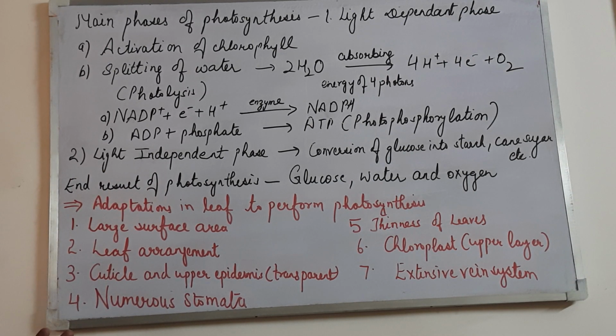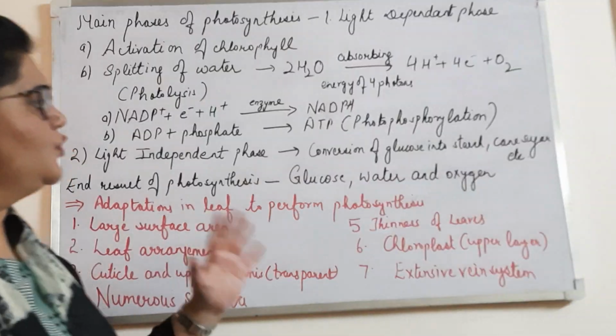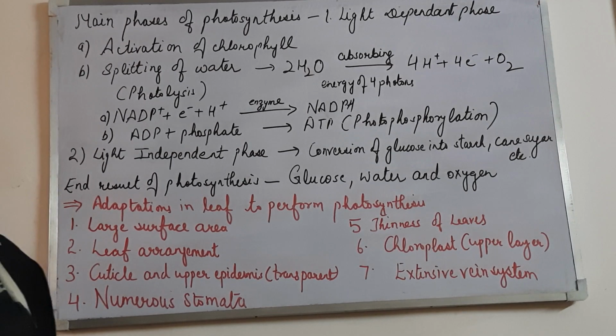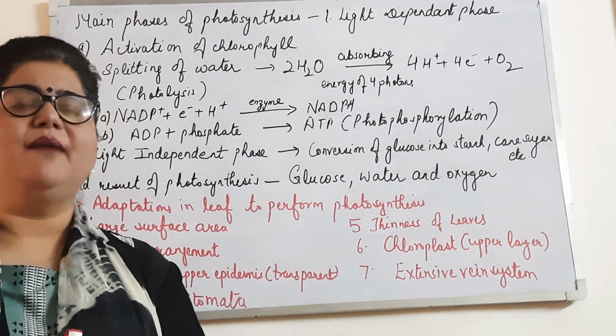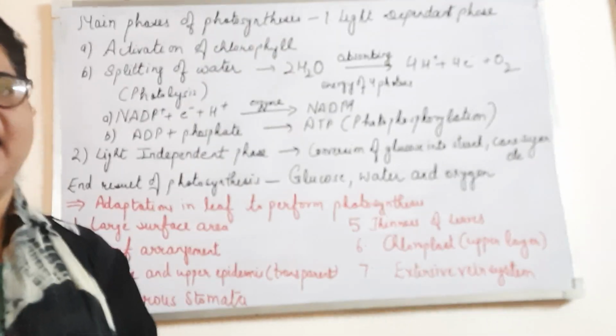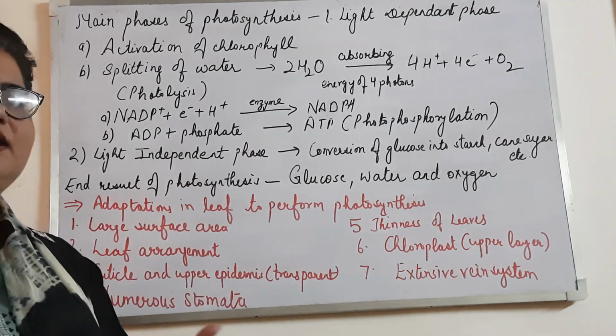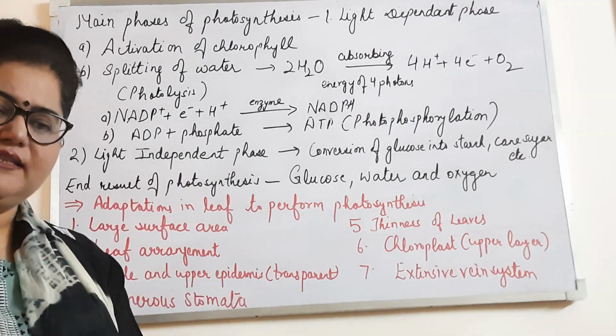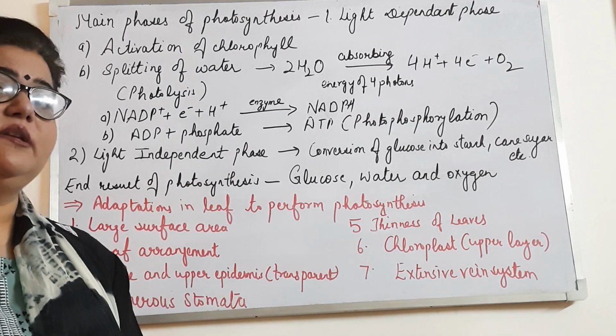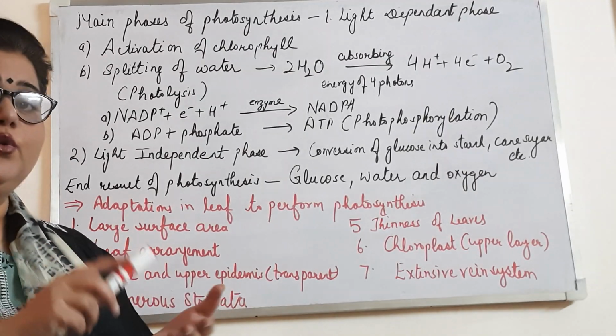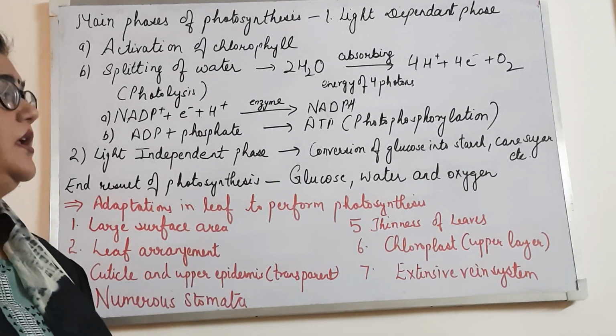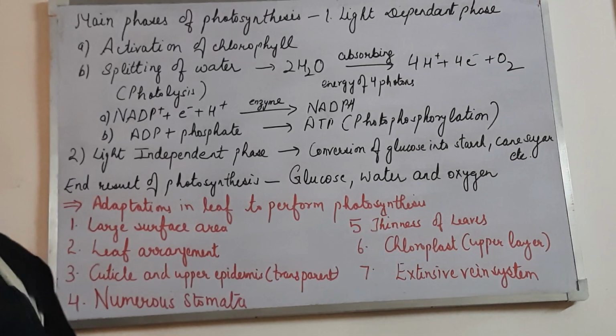Now, as I have told you, these are the end results: glucose, water, oxygen. We know that these are the things which are made in the process of photosynthesis. As we have done the equation, we have learned what the end products formed after the process of photosynthesis are. Those are glucose, water, and oxygen. Now, what happens to the glucose?